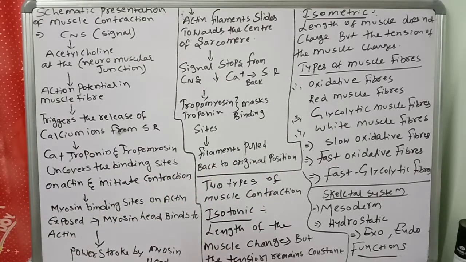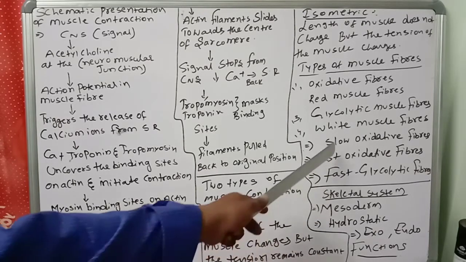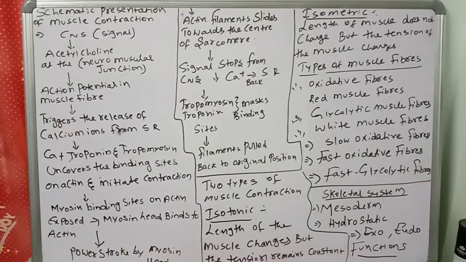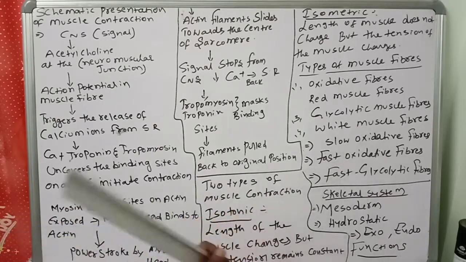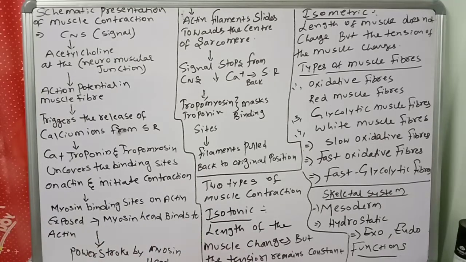Low rates of myosin ATP hydrolysis means slow oxidative fibers. More myosin ATPase and more ATP means fast oxidative fibers. Next, fast glycolytic fibers have myosin ATPase activity but cannot make as much ATP as oxidative fibers. So like this, maximum speed will be there with fast glycolytic fibers.